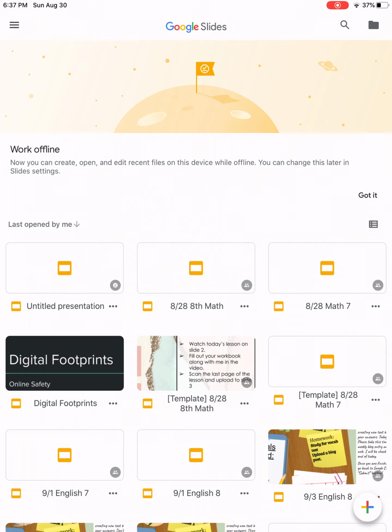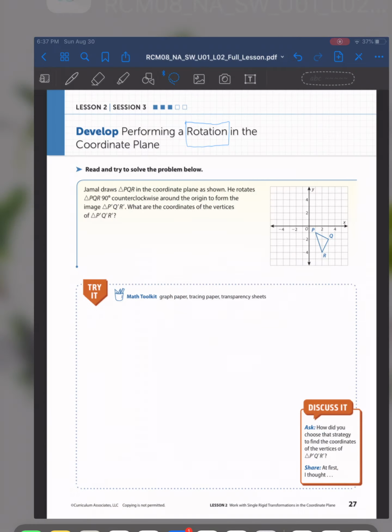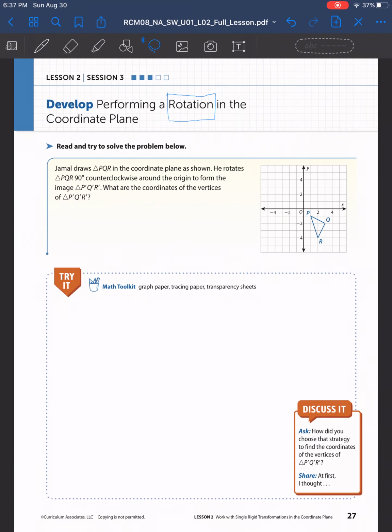Okay, it'd be really cool if I could show you that. Remind me to show you in class. I want to try to show you in class how I can rotate in Google Slides to show you. But let's just say I am just tracing it. I would rotate it with my paper.